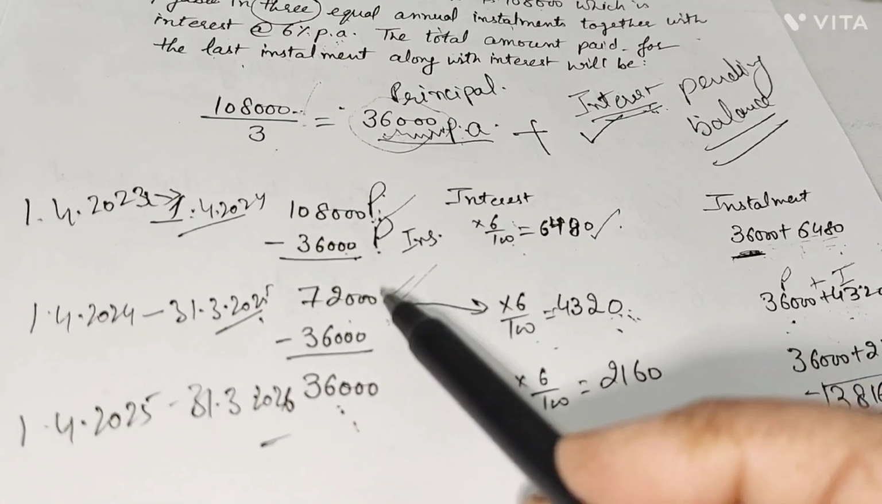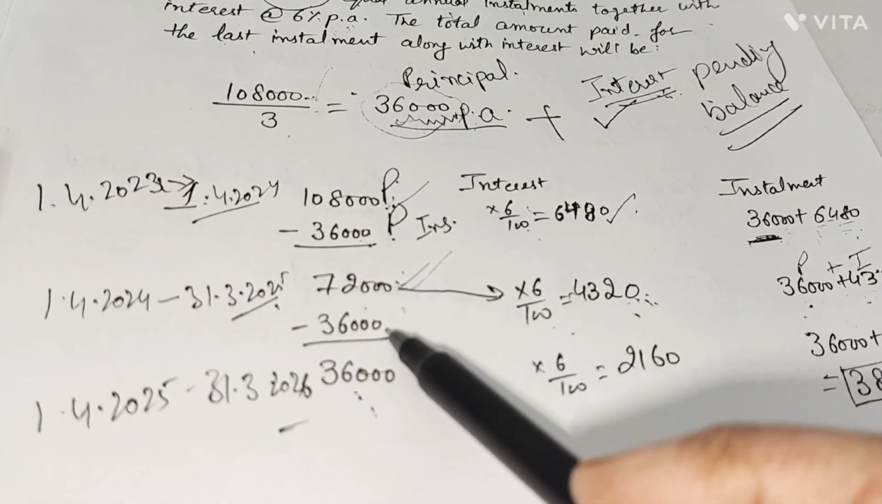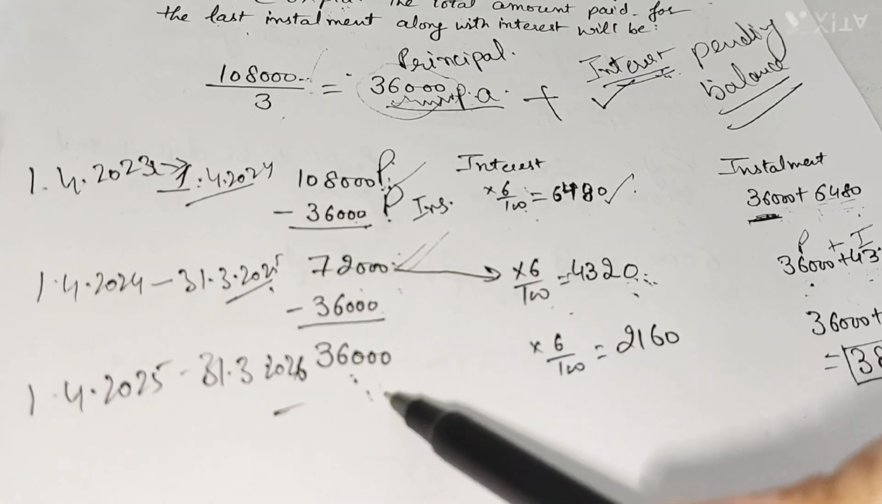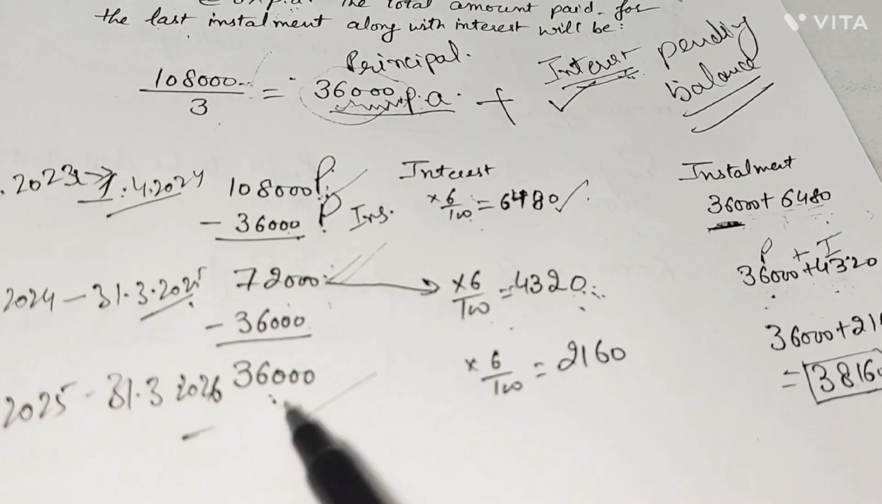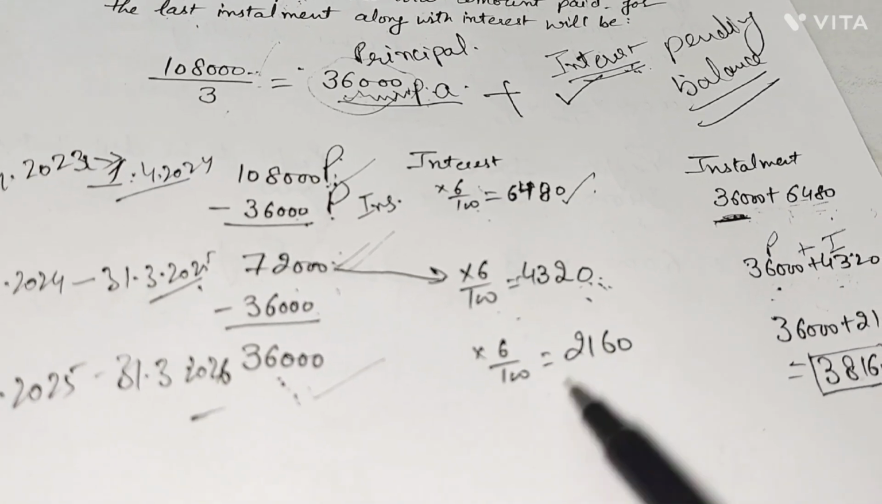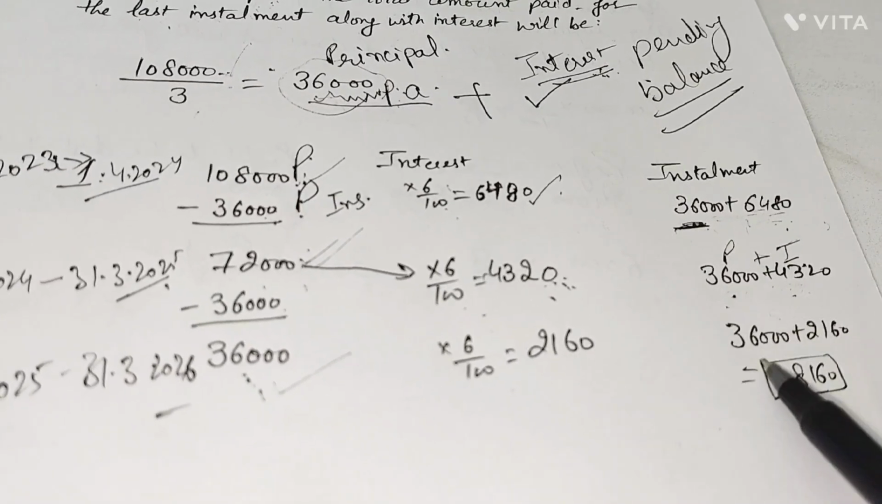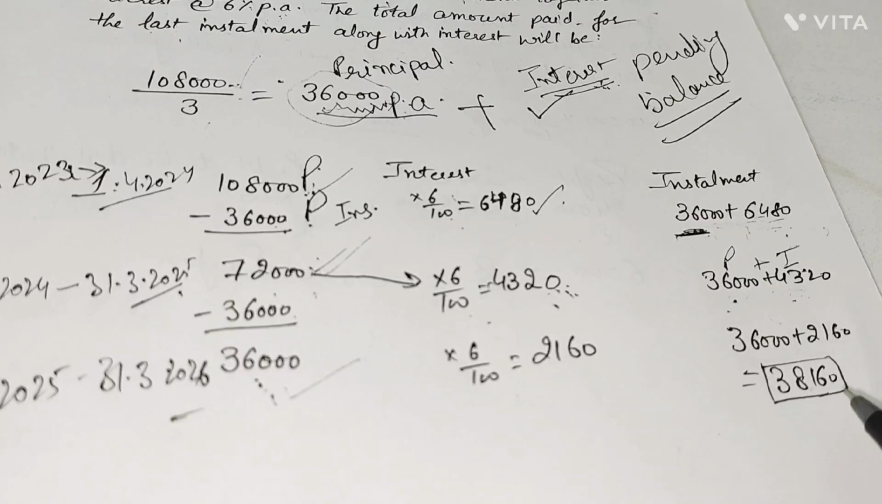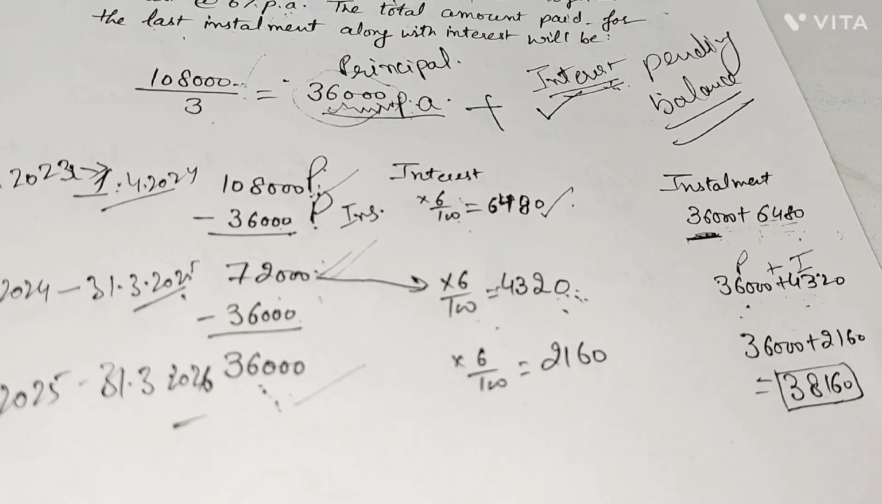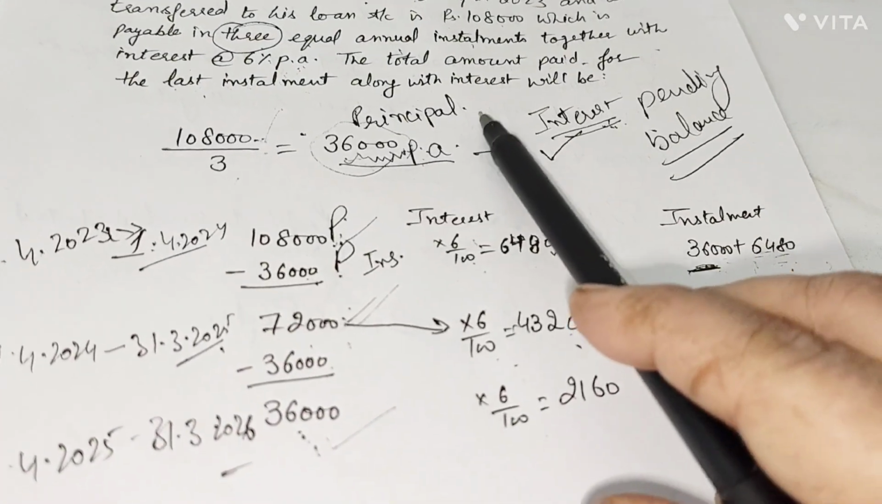36,000. How? We are again deducting from principal the principal installment. The leftover last installment is 36,000. Interest payable was 6%. So the total value of the installment along with interest is principal plus interest, that gives us a valuation of 38,160. This is what is asked in the MCQ.